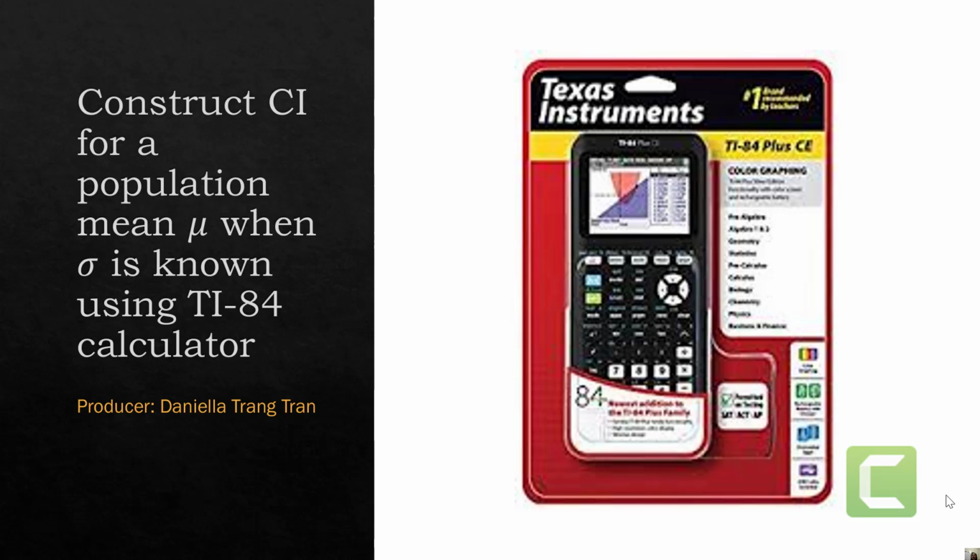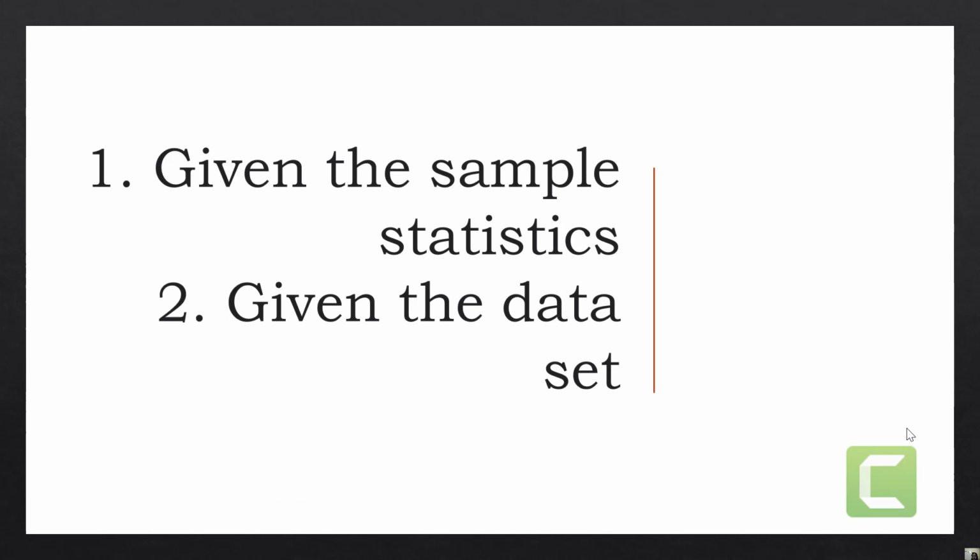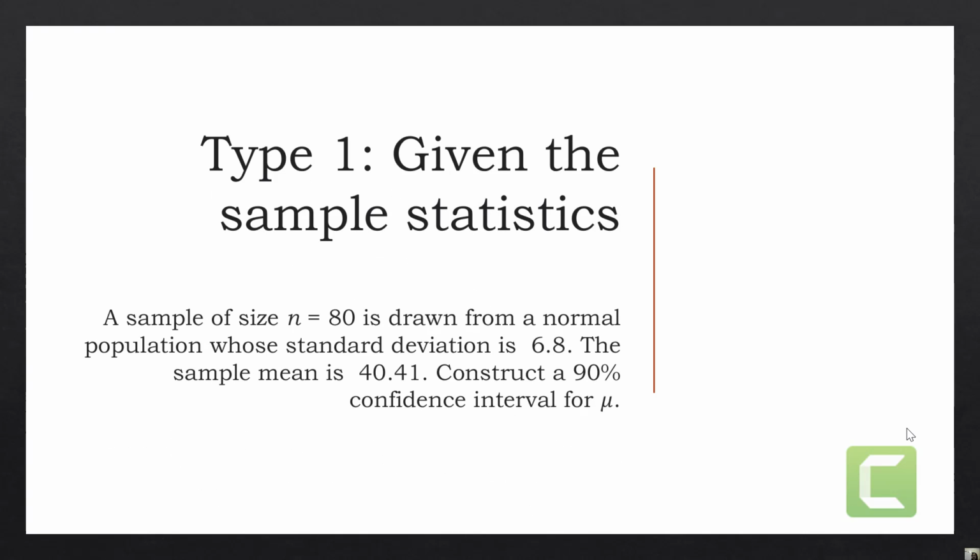In this video, I'm going to show you how to construct a confidence interval for a population mean mu when sigma is known using the calculator TI-84. Usually for a confidence interval for mu when sigma is known, you might be dealing with either the problem when you are given the sample statistics or when you are given the data set. And either way, you will have to use the z-interval function on the calculator. So now let's take a look at the first type, given the sample statistics.